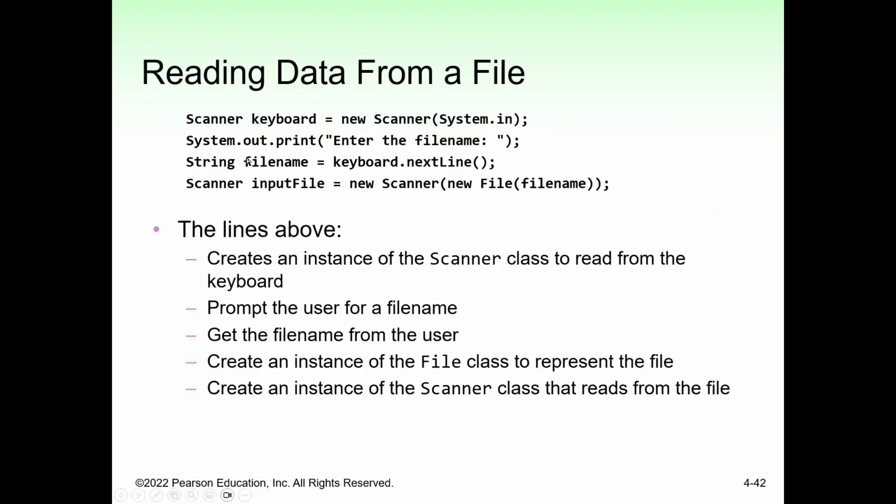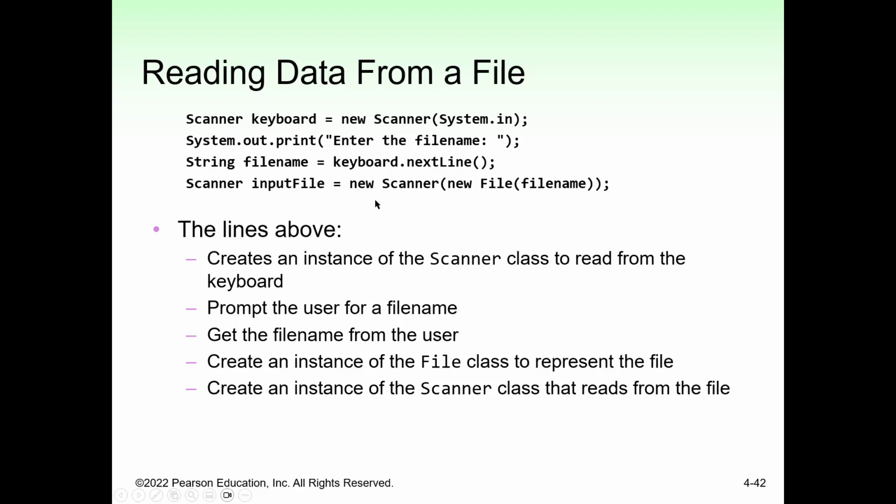So this is a little example right here. You can see that we have a scanner object called keyboard, where we will get input from the user, because every time you see System.in, that means that we are getting input from the keyboard, from the user themselves. Now, we are asking the user to enter the file name, so they would enter their file name, and we would store it in a string called fileName by using keyboard.nextLine.